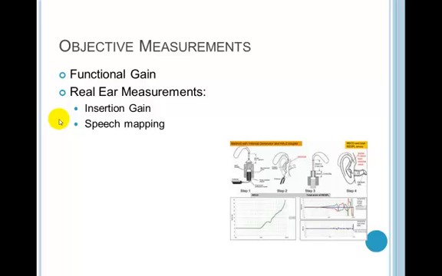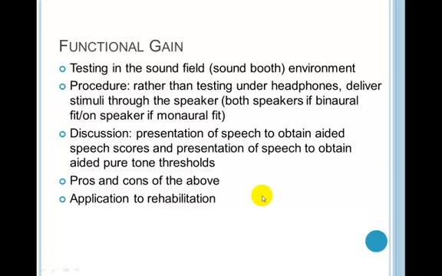All right. So let's shift gears just for a moment. We talked about subjective measures. Now let's talk about objective measures. When we talk about objective measures in hearing aid verification, we're really talking about two types: functional gain and real ear measurements. Under real ear measurements, there are two types: insertion gain or speech mapping. This is an image that we'll talk about in a moment. First, let's talk about functional gain.